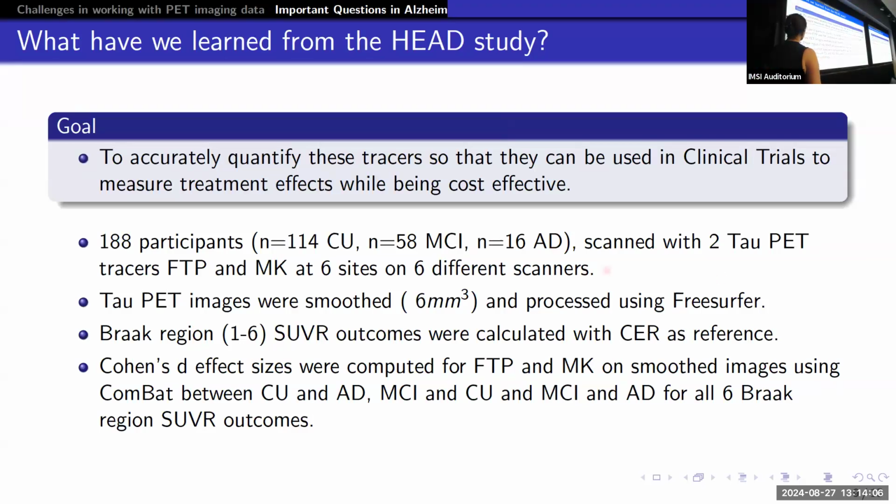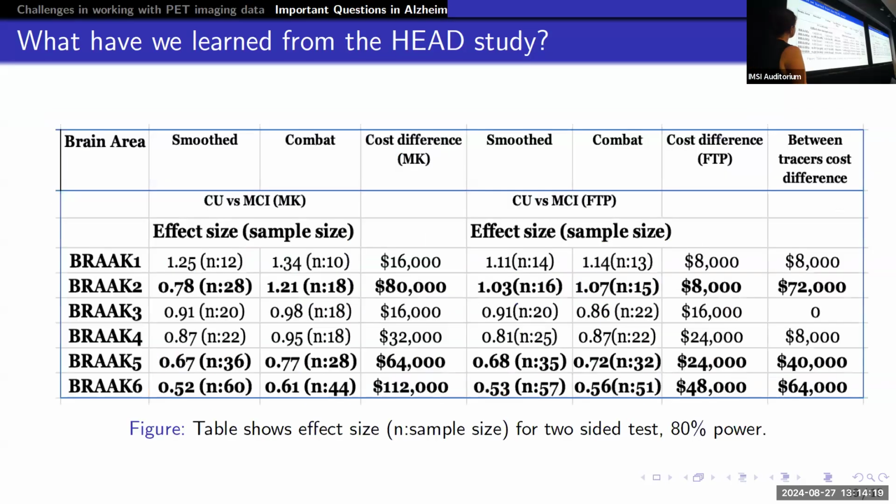And I'm going to show you some of the effect sizes that I have computed, Cohen's d for FTP and MK, on smoothed images and just using ComBat. As you can see, here is the MK, CU versus MCI, smoothed and ComBat. These are the effect sizes, and in parentheses, the sample sizes.